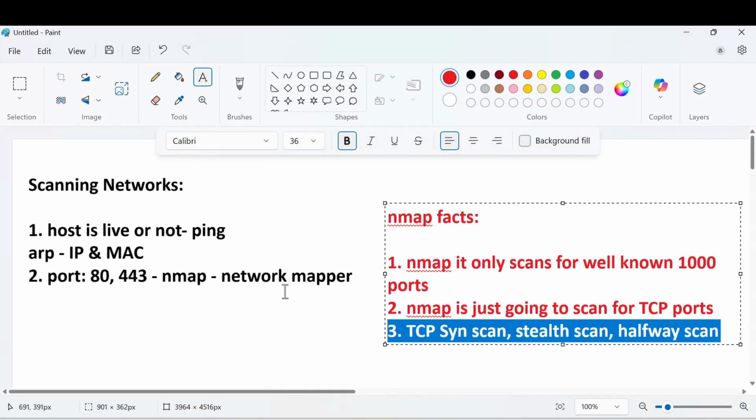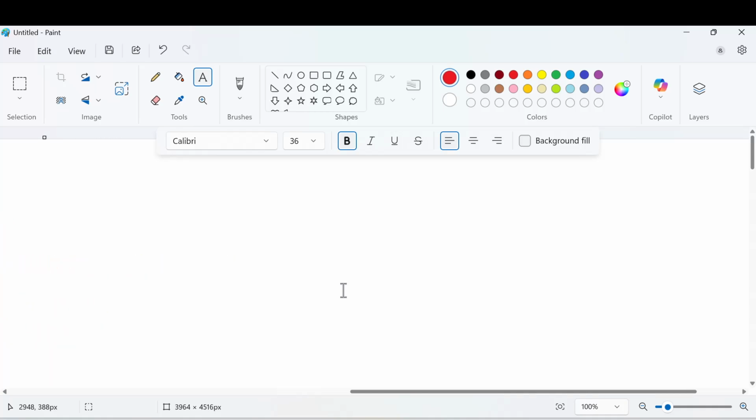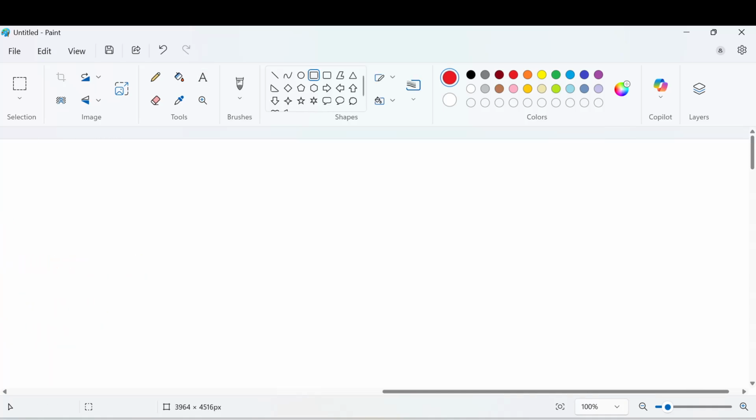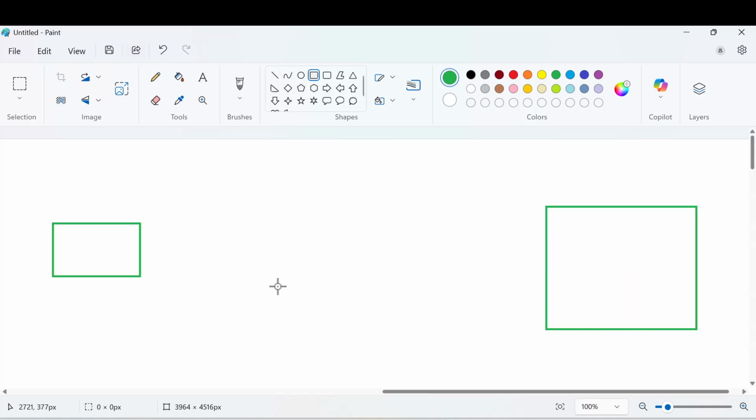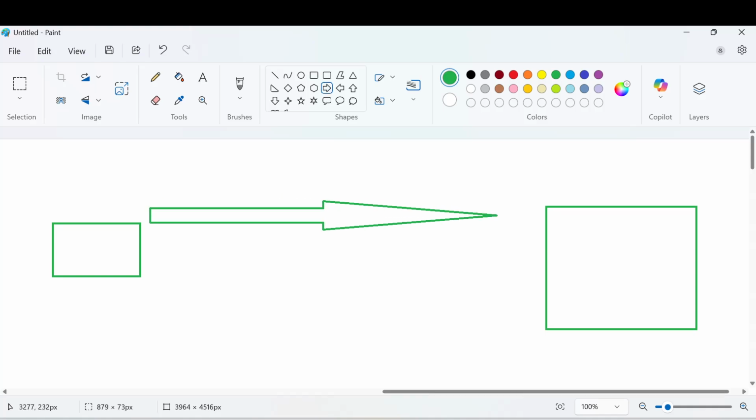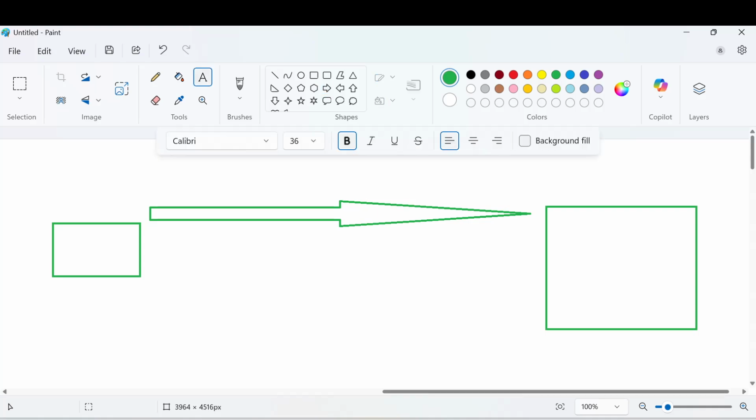Whenever we are talking about the three-way handshake, guys, let's say here we have our Kali and here we have our Metasploitable machine, right? So when we want to start a communication over TCP, our machine, for starting the communication, is going to send the TCP SYN flag, right? Now you can consider this SYN flag as your hello. The SYN stands for synchronization, right?